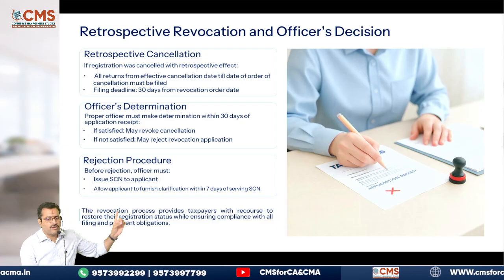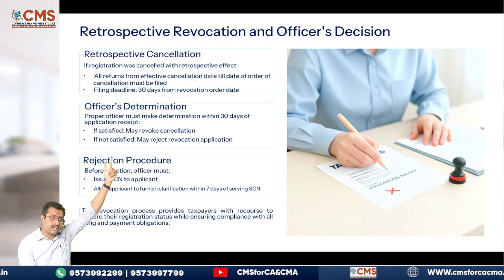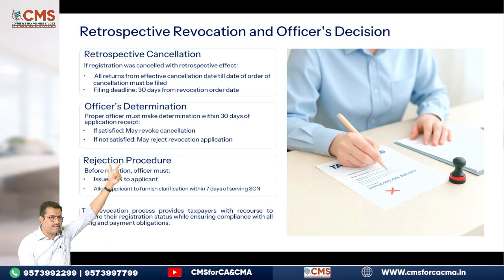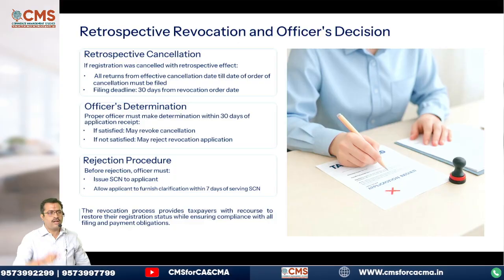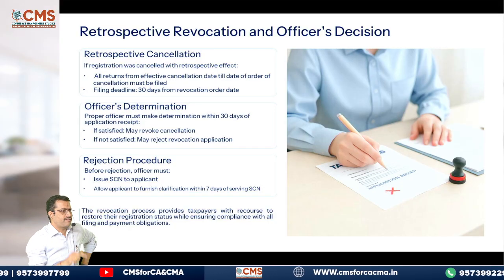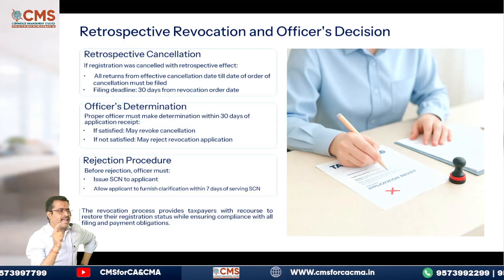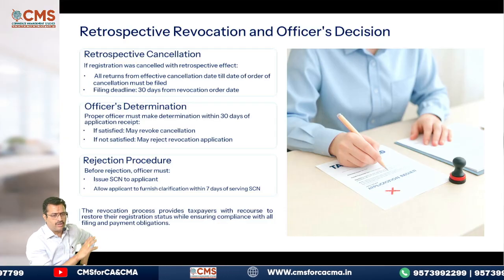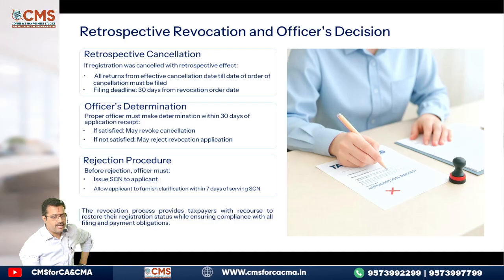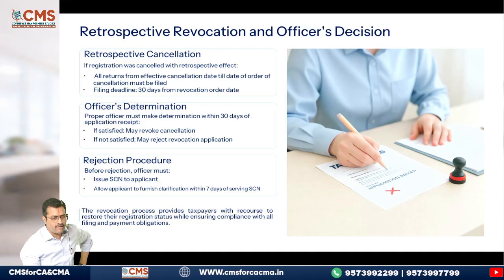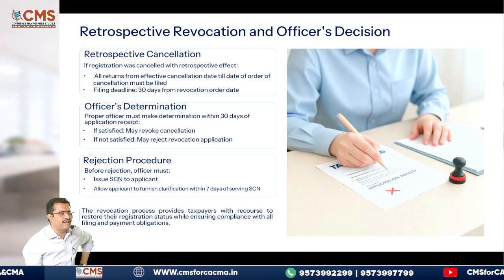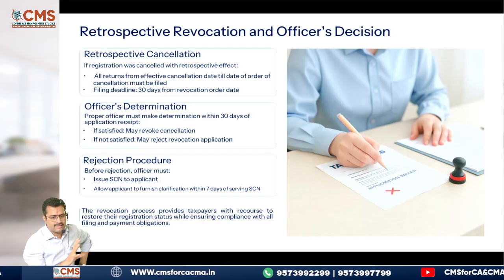If registration was cancelled with retrospective effect, retrospective means today they gave notice to cancel from 1st April itself. Now what will happen? All returns from the effective date of cancellation till the date of the order of cancellation must be filed, and all taxes also have to be paid. Same logic only. Then the proper officer must make a determination within 30 days of application receipt. If he is satisfied, he may revoke the cancellation. If he is not satisfied, he will reject the application.